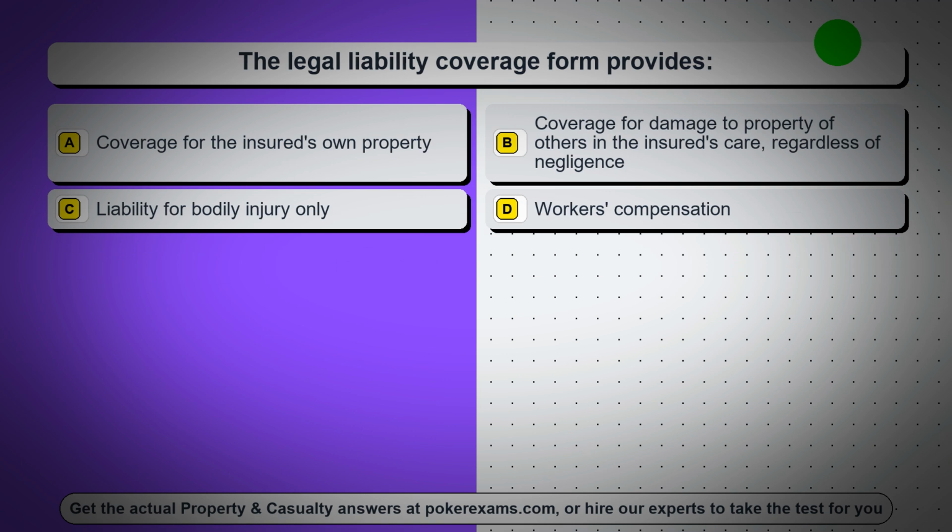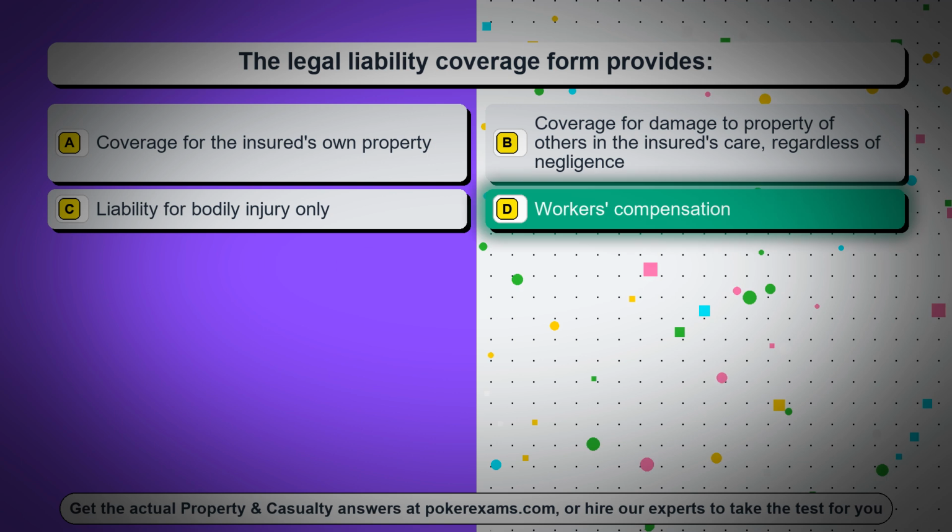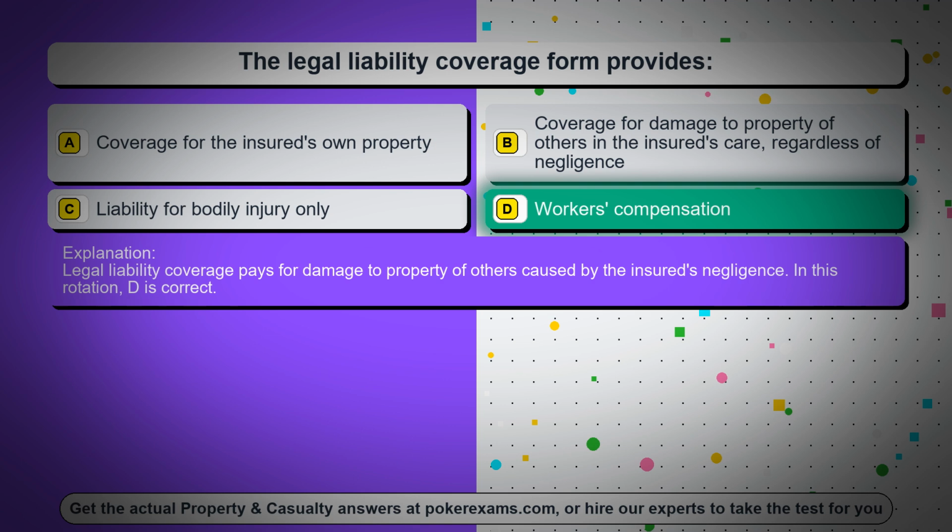Question 45. The legal liability coverage form provides option A, coverage for the insured's own property. Option B, coverage for damage to property of others in the insured's care, regardless of negligence. Option C, liability for bodily injury only. Option D, workers' compensation. The correct answer is option D, workers' compensation. Legal liability coverage pays for damage to property of others caused by the insured's negligence. In this rotation, D is correct.